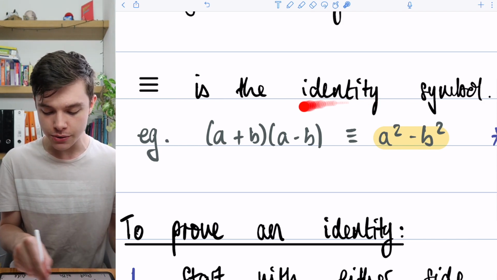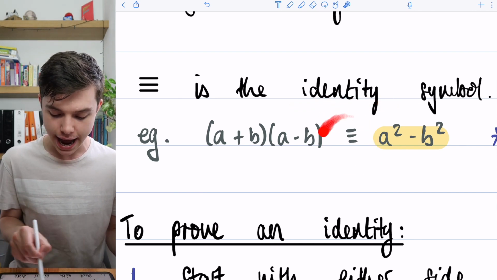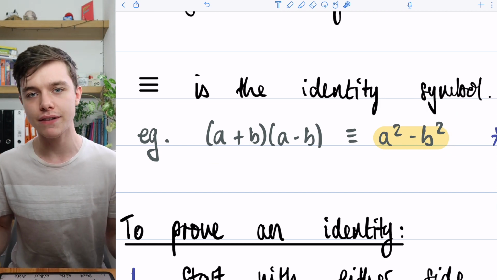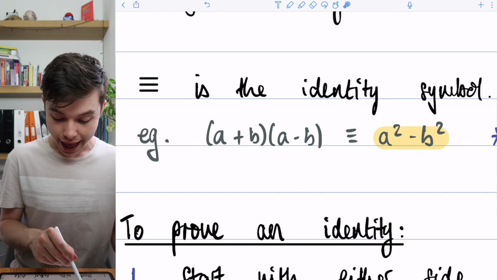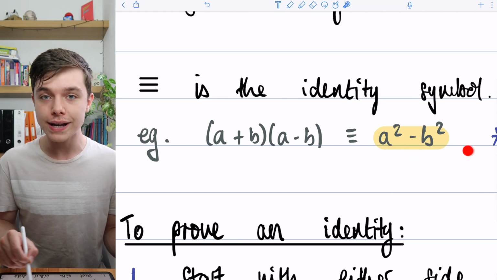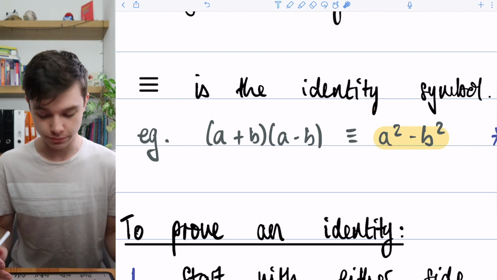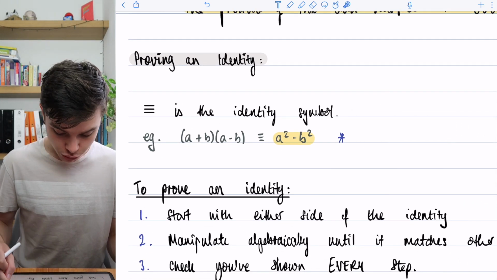Okay, so we can actually use an identity symbol here. It makes this, instead of an equation or a statement if you like, an identity. Expand these brackets and you will always get a squared minus b squared. They're identical to each other, okay? So how do we prove an identity?